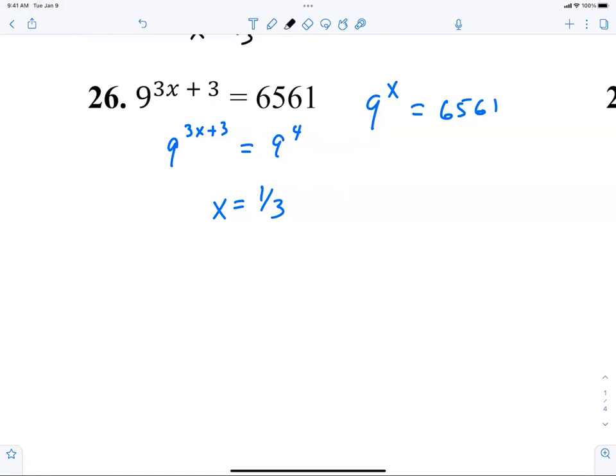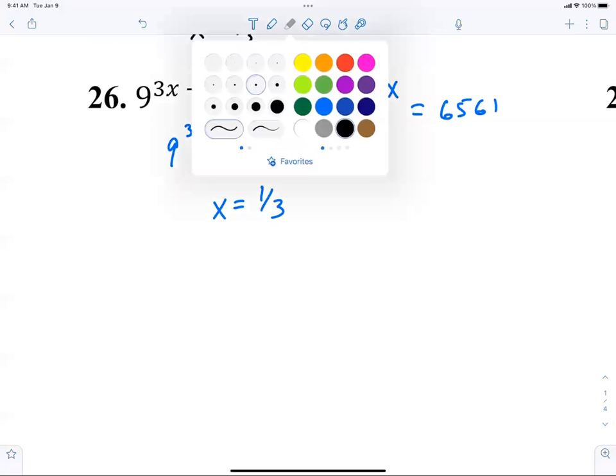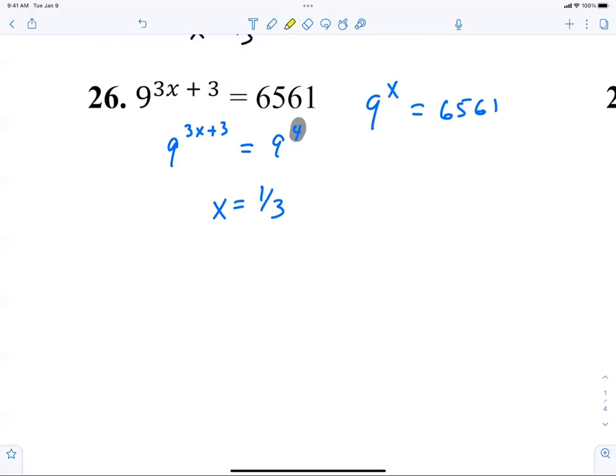So 9 to the 4th is 6561. Do you agree with me or not? Now you know what you're doing? Yes? You sure? Right? We're not putting in 9 to the 3x plus 3. We're not doing that. What again? I want to see x equals 1/3. Because I solved 3x plus 3 equals 4. The exponents must be equal. 3x plus 3 must equal 4.